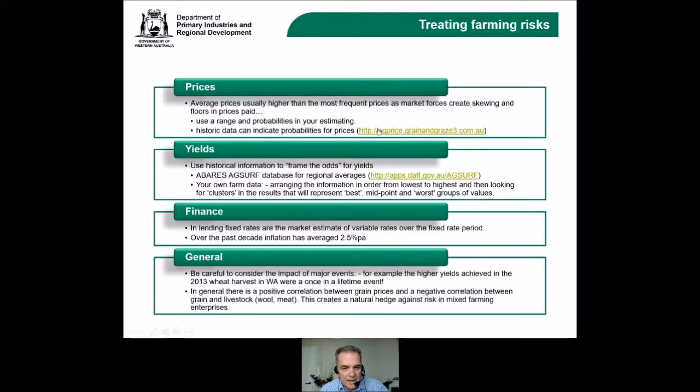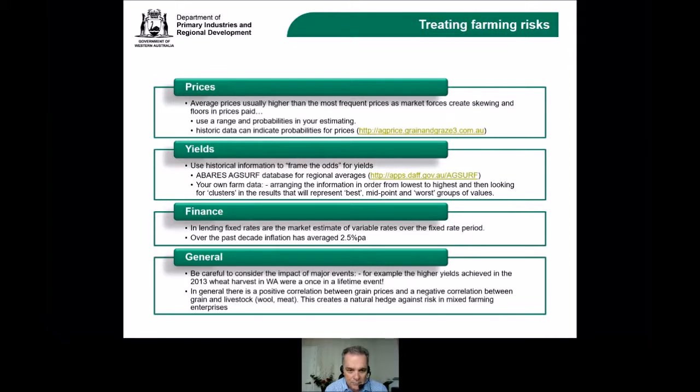In terms of prices, we've been talking about this as we've gone through in terms of budgeting and forecasting and estimating, is to be conservative. And an important point here is to think about the median prices rather than average. Averages are often skewed by some outliers, some higher prices that people may have got. So as it says there, average price is usually higher than the most frequent price. So let's not confuse the two.